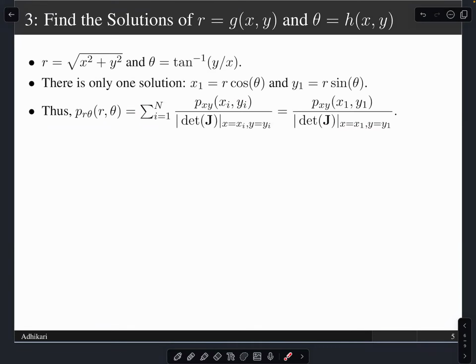And the joint PDF of the two new random variables r and theta is given by this. All we need to do now is take the expression for the joint PDF of x, y and plug in the values for x1, y1. And we're going to do the same thing to the magnitude of the determinant of the Jacobian matrix as well.